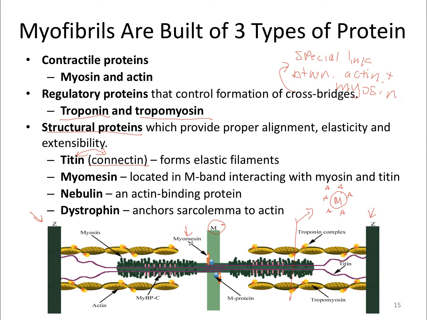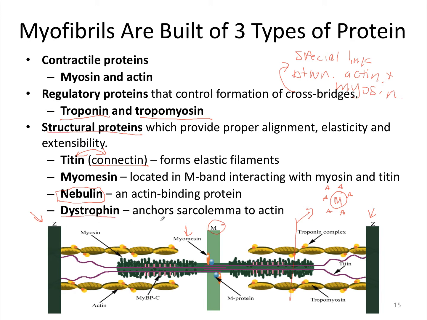where M is the myosin filaments and A is the actins. So myomesin is located in the M band, and that interacts with myosin and titin. Nebulin is an actin binding protein. We're not really going to get into what nebulin does too much.